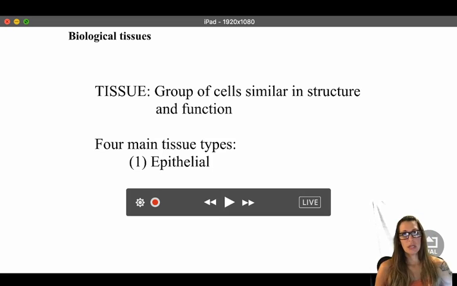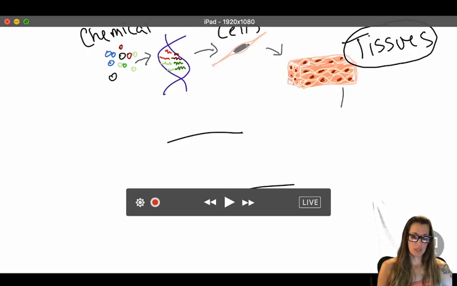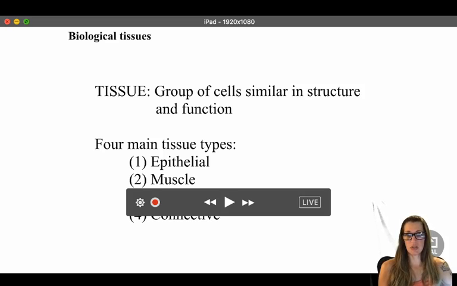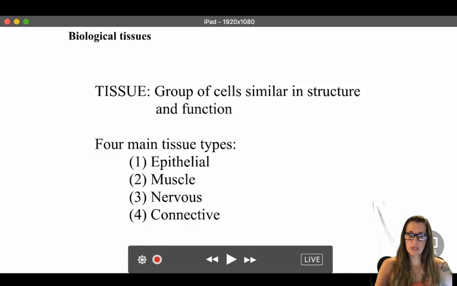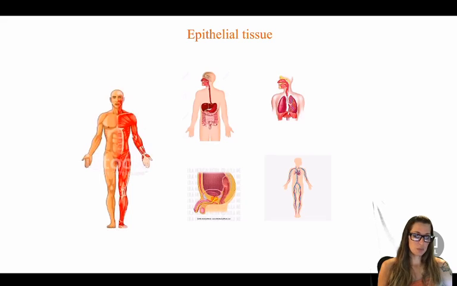What is a tissue? It's a group of cells that are similar in structure and function. So we go from cells to tissues, and a tissue, as you can see here, is made up of a group of cells. And there are four main types that we're going to discuss. I'm just going to go through these quickly. We have epithelial tissue, muscle tissue, nervous tissue, and connective tissue, and we're going to go through each of these types of tissue.